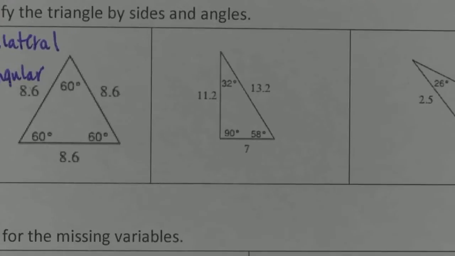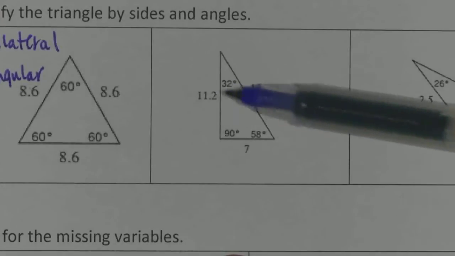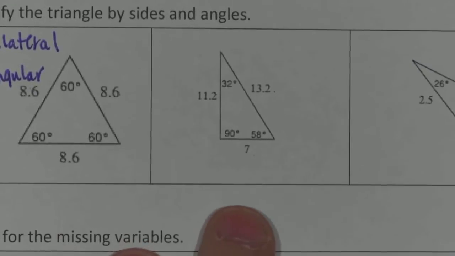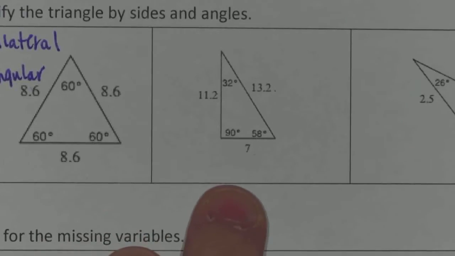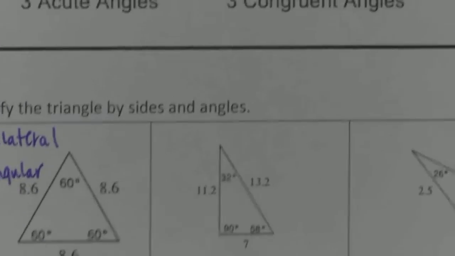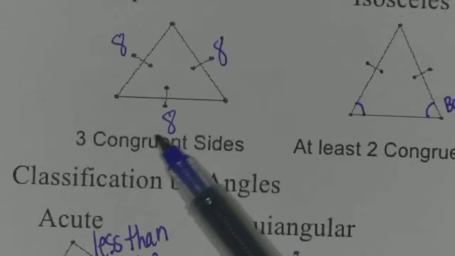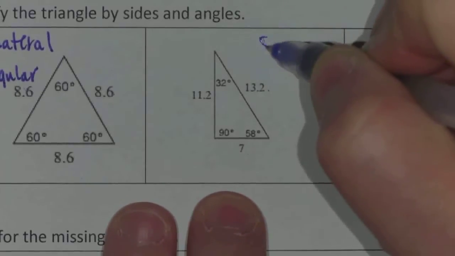Okay, look at the next one then. Let's do the sides first. 13.2, 11.2, and 7. All three sides are different. So go find your name for a triangle that has all three sides that are different. So up here on the sides. No congruent. Oh wait, scalene? Yeah, it's scalene. Nice job.